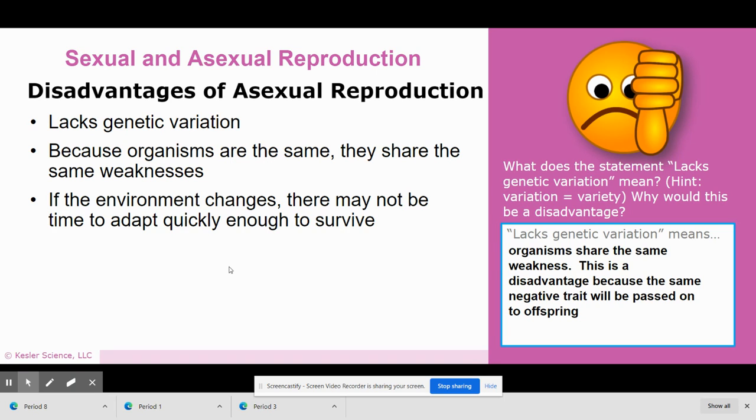So what does the statement lacks genetic variation mean, and why would this be a disadvantage? Well, lacks genetic variation means that the organisms share the same weakness, they're all the same, and this is a disadvantage because the same negative trait can be passed on to offspring.